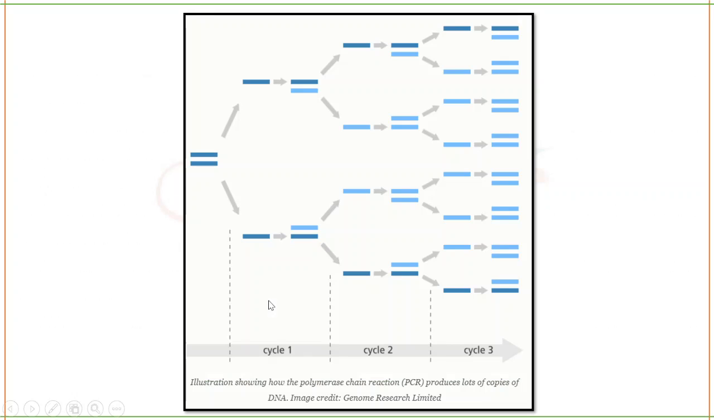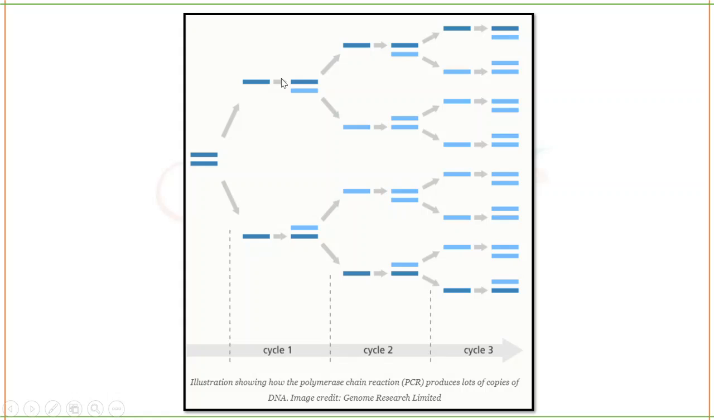You can see here, this is a double-stranded DNA which has been converted into two single-stranded DNA. Now a new strand is added by the polymerase enzyme. This is one cycle. The second cycle starts here. This will again split into single-stranded DNA, and in the same way this also. Again a new strand will be added. So this is cycle number 2.